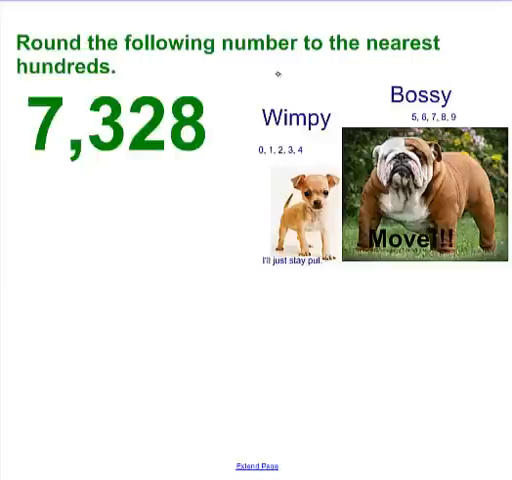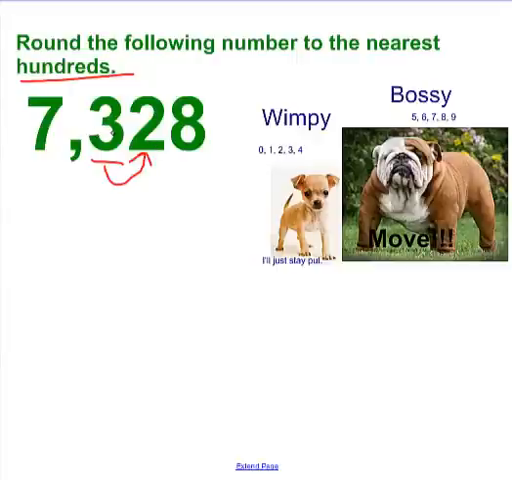Okay, round the following number to the nearest hundreds. Once again, underline the word so you don't forget which place value you're going to. And then in the number, we're going to also underline that place value, the hundreds place. Look at the neighbor right next door. In this case, it's the tens. We have 2 tens. Is it bossy or wimpy? If you said wimpy, you're correct.